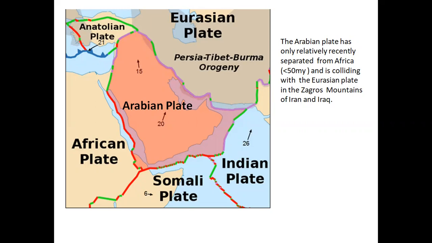sliding fault structures or transfers for plate boundaries, whereas the red zones are expanding, creating new oceanic crust and enlarging the Arabian and African plates. The Arabian plate only relatively recently separated from Africa, less than 50 million years ago, and is colliding with the Eurasian plate in the Zagros Mountains of Iran and Iraq.